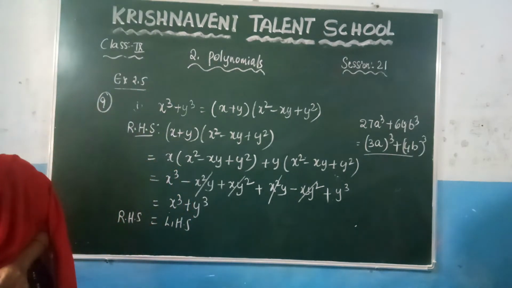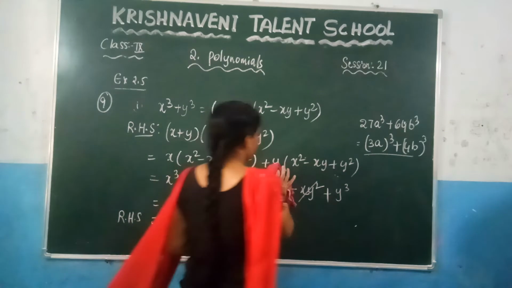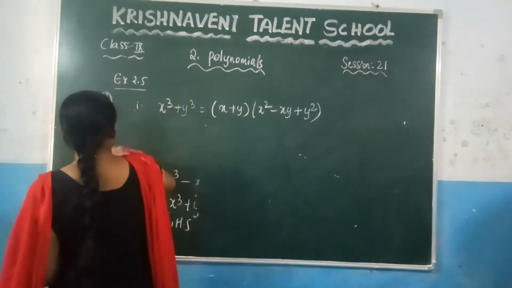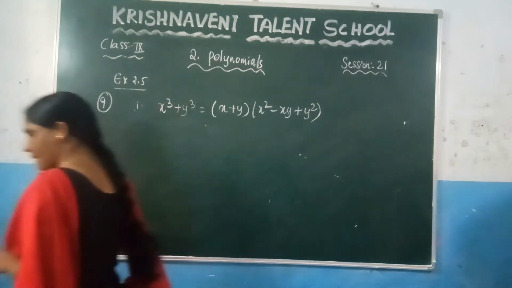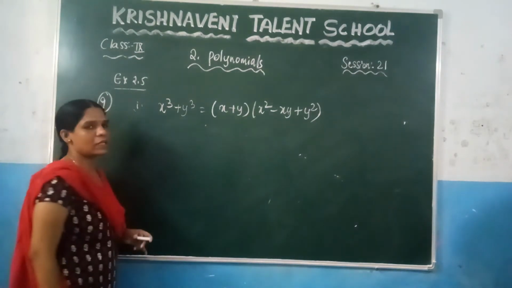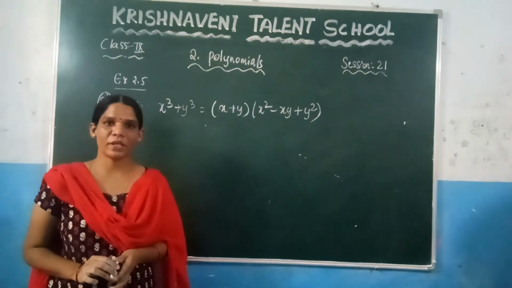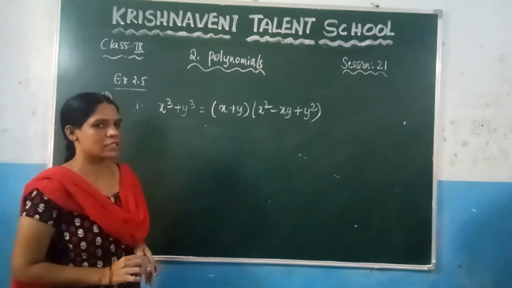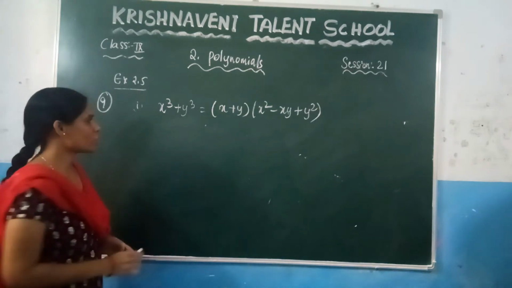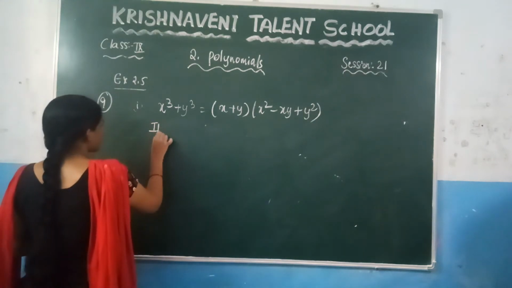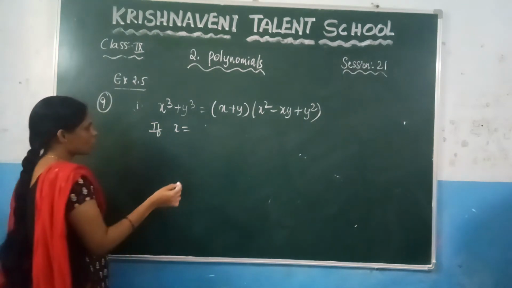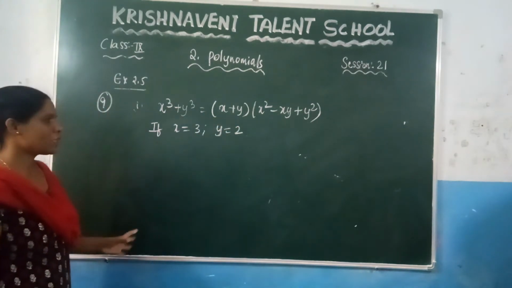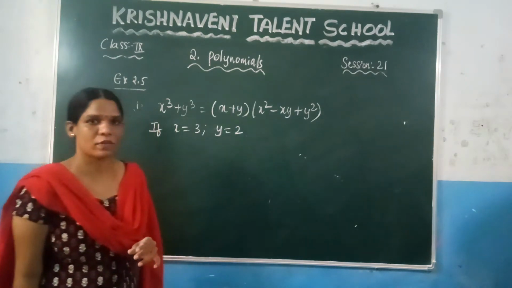Now in the question they asked to prove by taking some values of x and y. The first one asked us to verify the identity, so we have verified that. Now they are asking us, by taking some values of x and y, to check whether these values hold true or not. Here you can take any value. Let us suppose, I am taking some small numbers, x is equal to 3 and y is equal to 2. Now check whether the LHS and the RHS are equal or not.